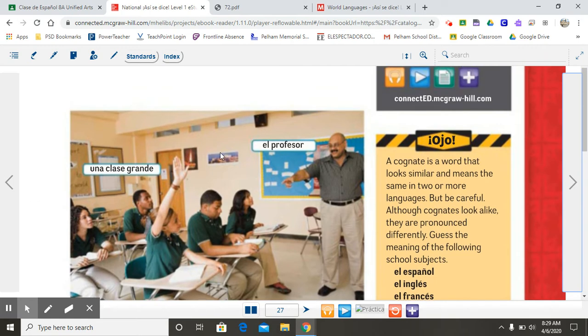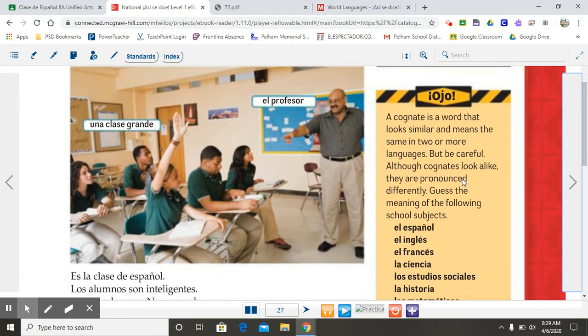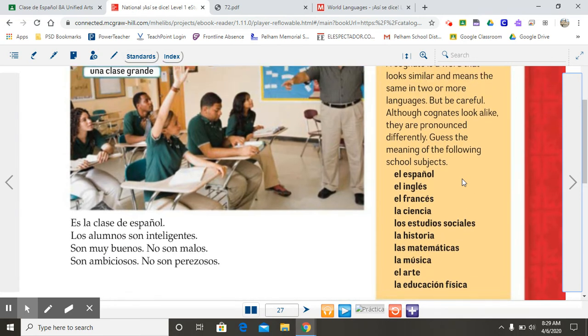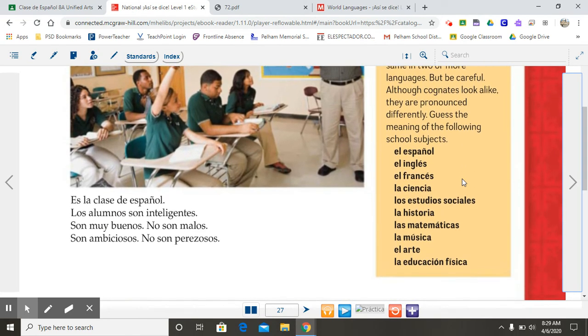All right. Now, it also talks about cognates. They're words that when you look at them, they're similar. It means the same in two or more languages. It does say be careful, which is true. Be really careful because sometimes they look alike and they're completely different. But for the most part, they're going to be the same. So take a look at this list. You can pause it. You can do a mini challenge for yourself. See how many of these you can figure out. All right. So you can pause the video. All right. I'll go through them really quick.